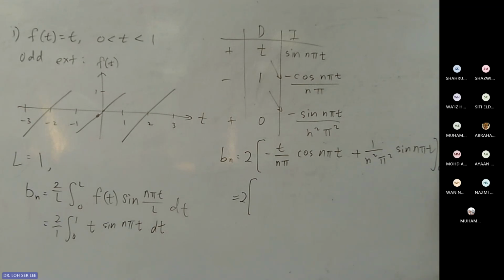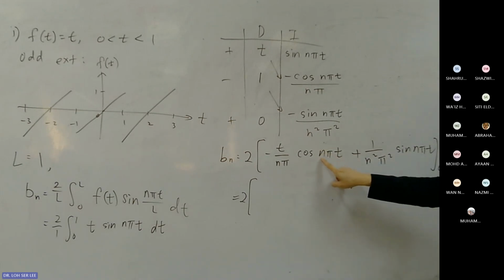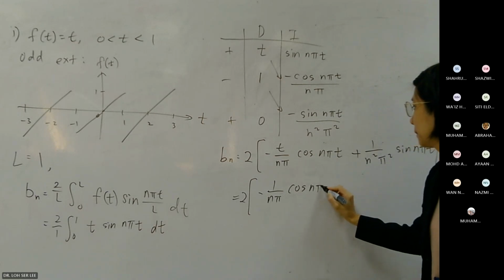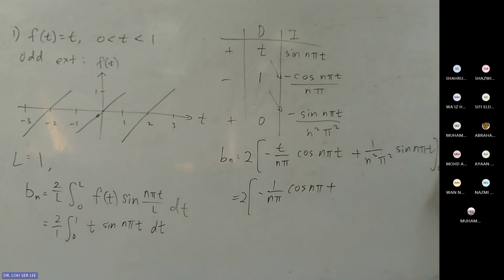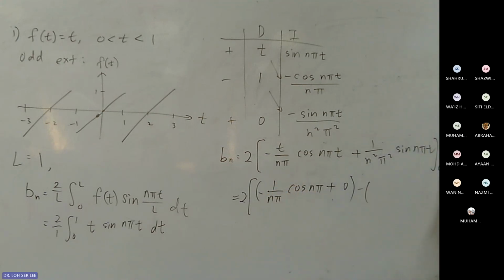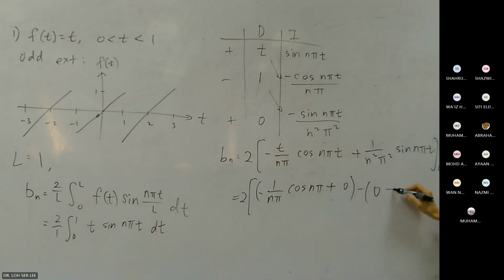So when we substitute 1 into t, we have cos n pi. Sine n pi is 0. Remember this one: sine n pi is 0, cos n pi is negative 1 to the power n. Then 0 into this t means 0. And 0 into this t, sine 0 is 0.